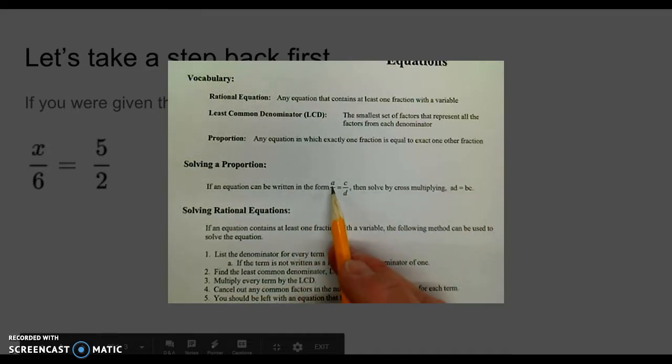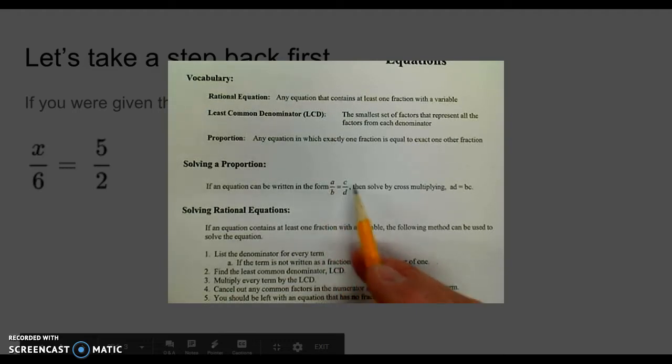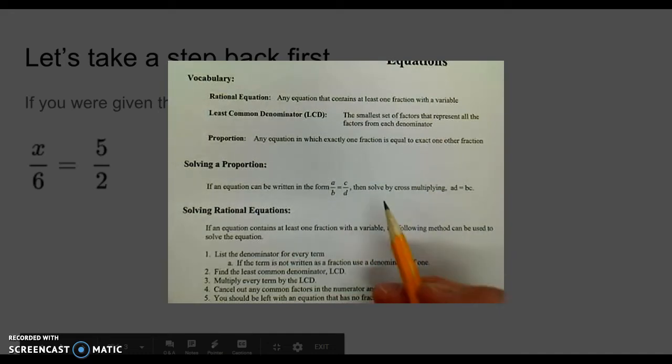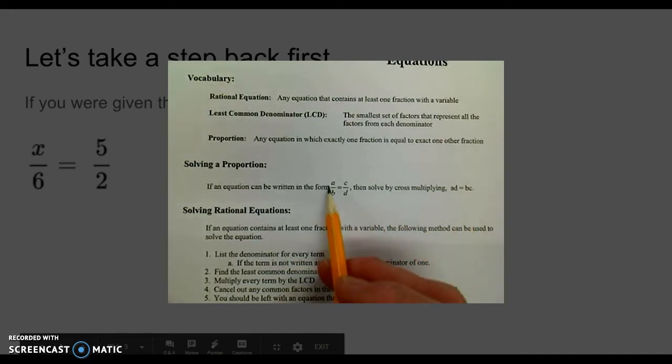And you recall that when we have a proportion, in math terms, the product of the means is equal to the product of the extremes. Your math teacher may have said cross multiply. So cross products are equal. So A times D equals B times C.